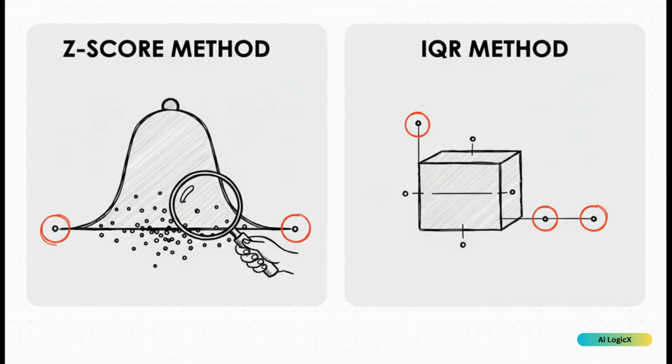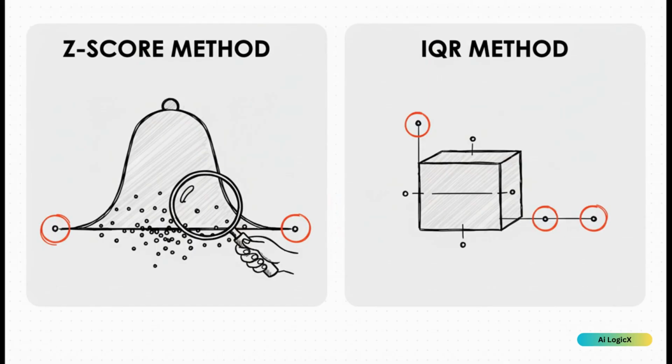So in our detective's toolkit, we've got two main gadgets for hunting outliers. First up, we've got the Z-score method. Think of this as looking for a data point that's standing way, way far away from the main crowd. It works best when your data looks like a nice, symmetrical bell curve.